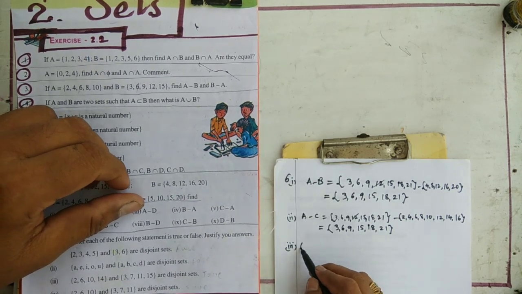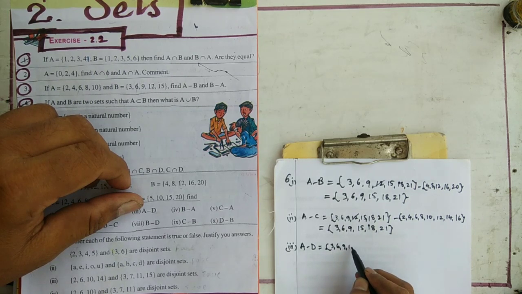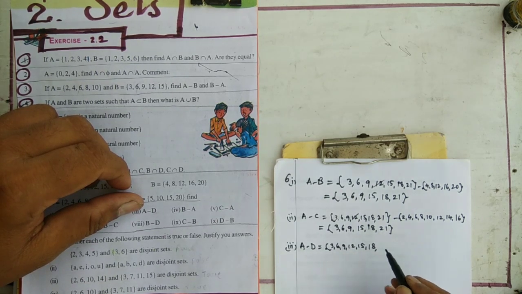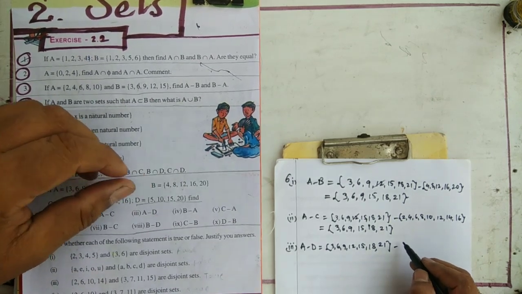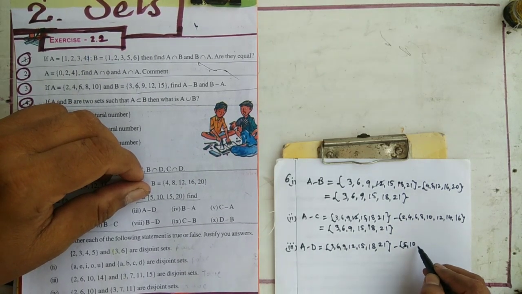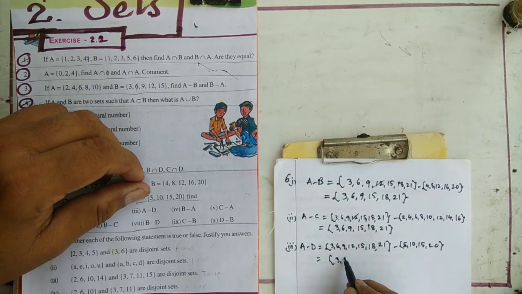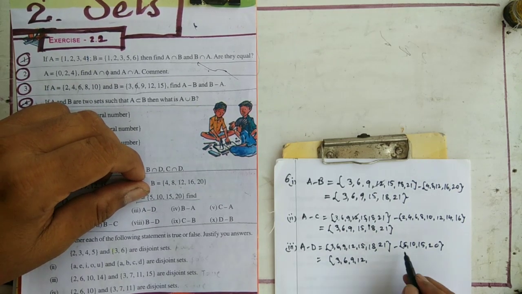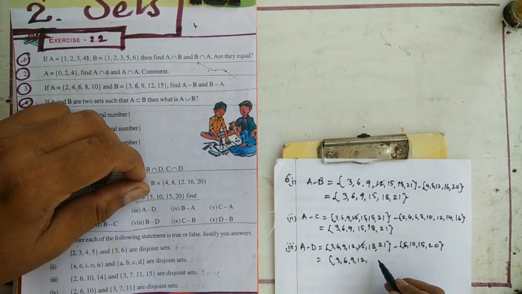Next, A minus D. A is 3, 6, 9, 12, 15, 18, 21, minus D, which is 5, 10, 15, 20. 15 is common. So the answer is 3, 6, 9, 12, 18, 21.